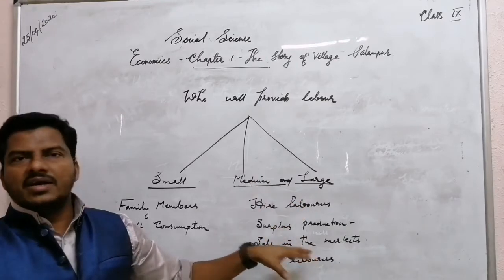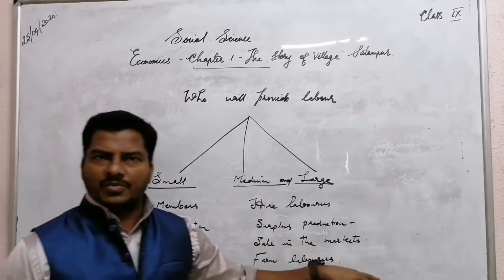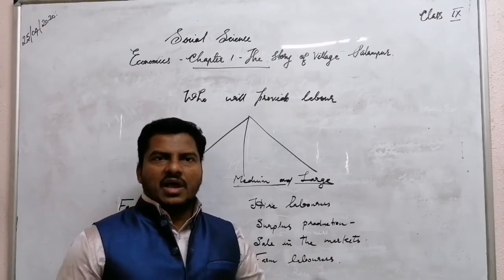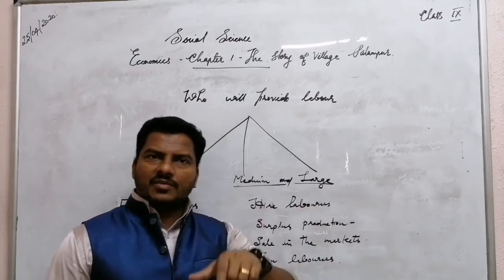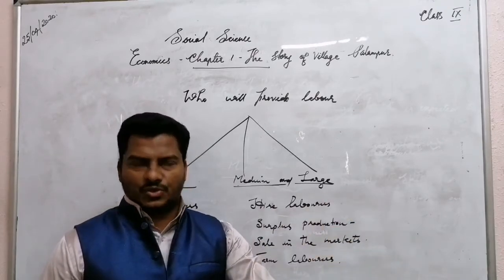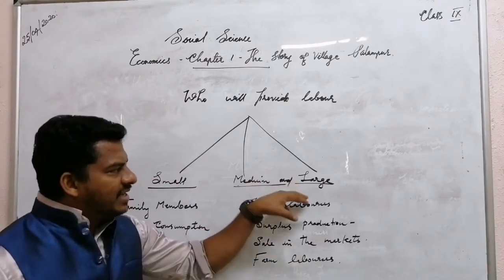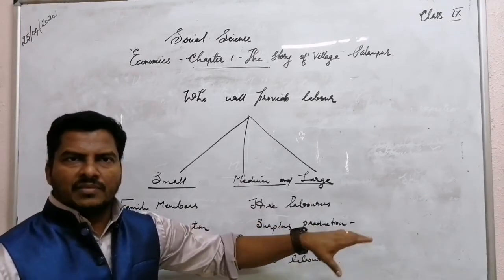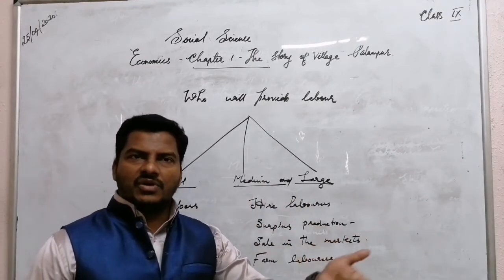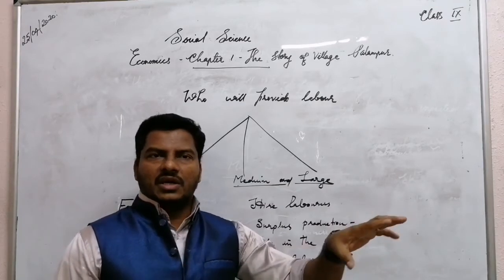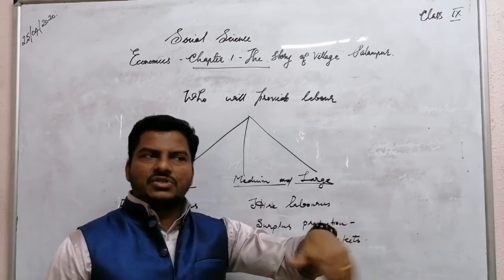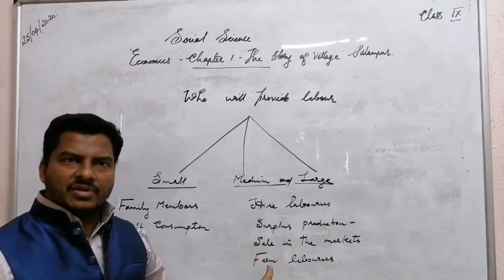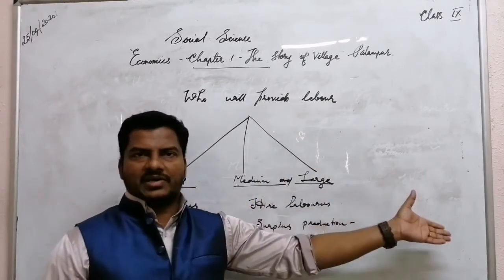These hired laborers are known as farm laborers. Their remuneration may be in cash or in kind, and it will vary from one place to another, from one job to another. These medium and large farmers do surplus production. That means their production is mainly for selling in the market. They are the producers who sell products in the market. From these medium and large farmers, products come to the market.